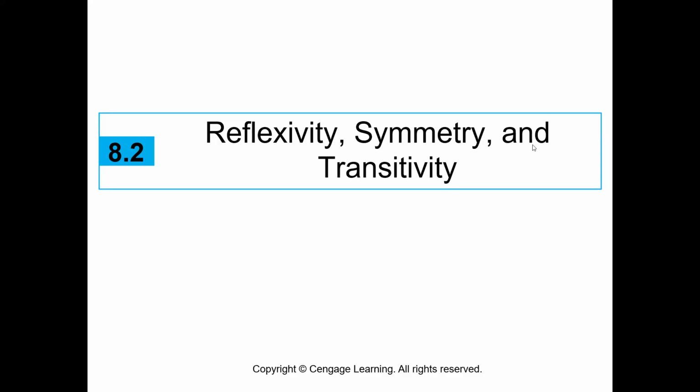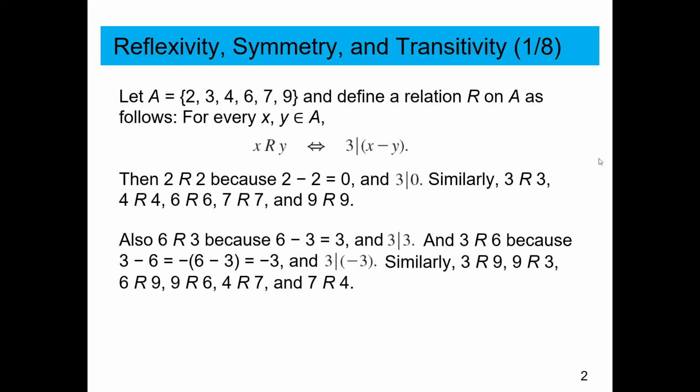Welcome to 8.2. We're going to continue our discussion of relations by talking about three key properties in relations, namely reflexivity, symmetry, and transitivity. So we're going to talk about, is a relation reflexive, symmetric, and transitive? So let's look at an example to illustrate this.